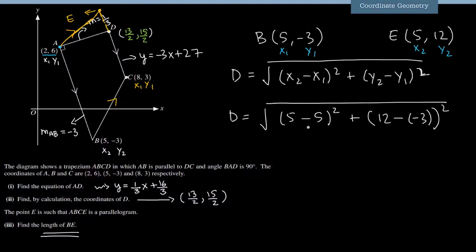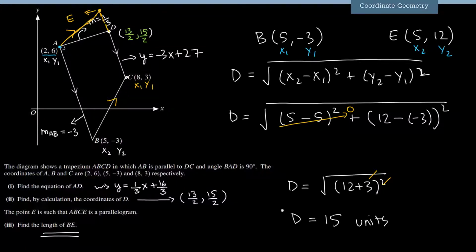5 minus 5 is 0, so this all would go to 0, and minus times minus 3 is going to be positive 3, so this would become 12 plus 3 whole square. Now since there is only one term inside the square root, this square and this under root cancel each other out, and I'm left with the distance as 12 plus 3, which is 15. So the length of BE is 15 units. This is my answer to the third part of the question.